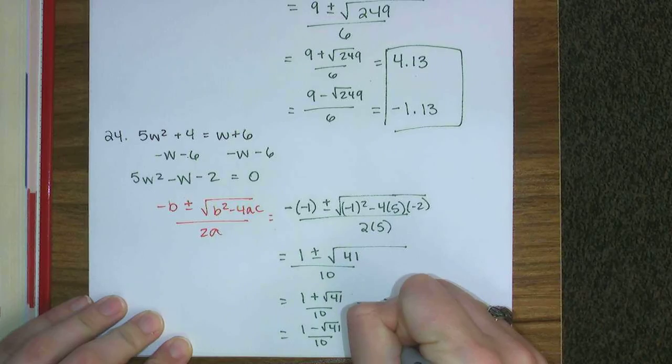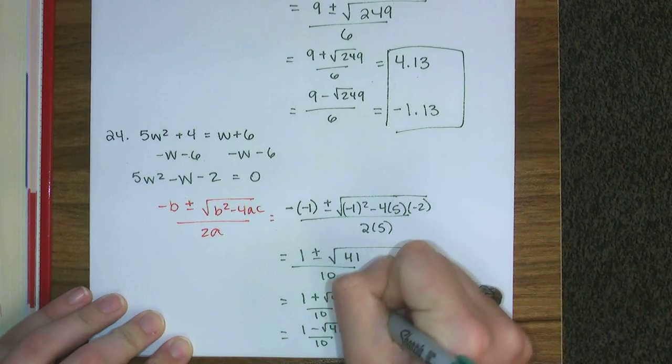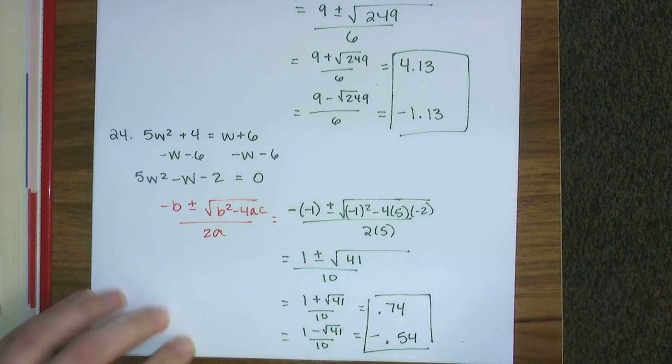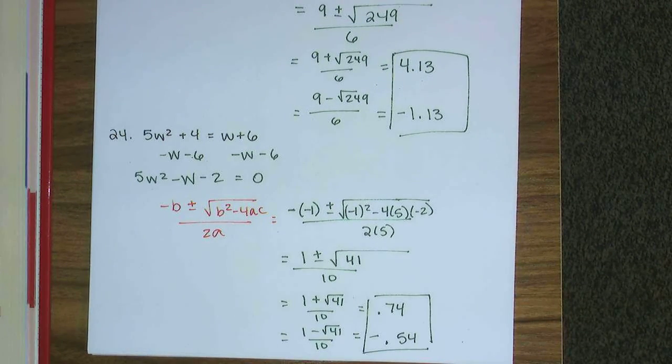So the biggest thing is just moving everything over properly, plugging it in, and paying attention to your signs. That's the thing that if you mess up on, that's literally where it's going to be. Because you can use your calculator for the rest of it, but you have to be able to plug it in and set it up.